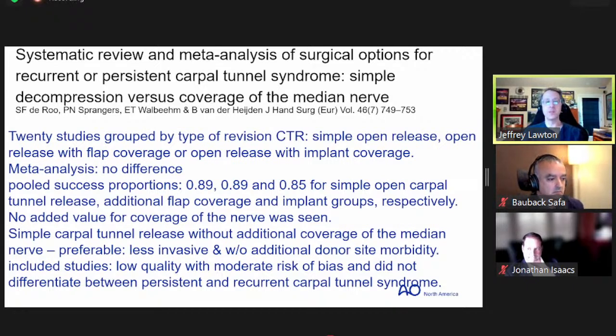And they said that simple carpal tunnel release without that additional coverage was all that was necessary. However, they do sort of admit that they included a variety of studies, including low quality studies that had a moderate risk of bias and did not actually differentiate between persistent and recurrent carpal tunnel. So it's a little bit of a mixed bag.